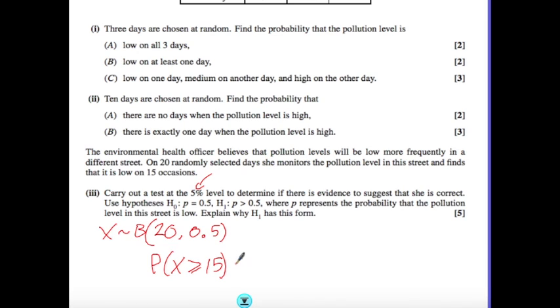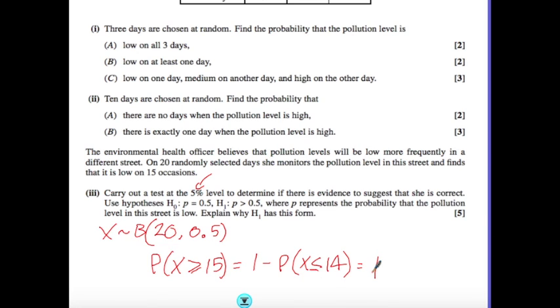Right, so we could work this out using our calculators, but it would take a while. It would be easier to use the tables. So we want to know the probability x is greater than or equal to 15. Now our tables are only in the form x is less than or equal to something. So we're going to have to do 1 minus the probability x is less than or equal to 14. Because we want to include 15, 16, 17, 18, 19 and 20. We're going to take away everything below that.